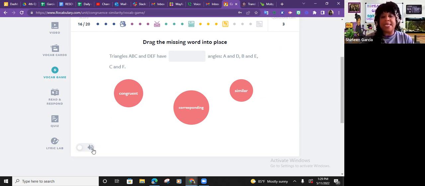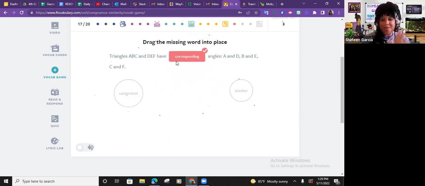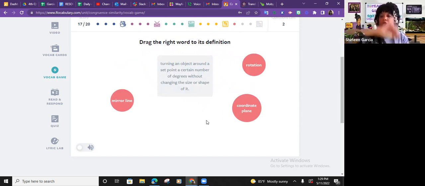Triangles A, B, C, and D, E, F have blank angles. The A and the D are in the same location. The B and the E are in the same location, and the C and the F are in the same location. Would that be congruent, corresponding, or similar? Yes, Adolfo, yes, that's where you plug that word in. Good, good, good.